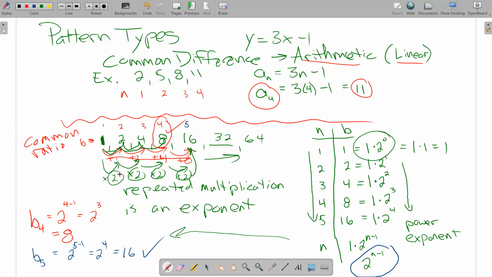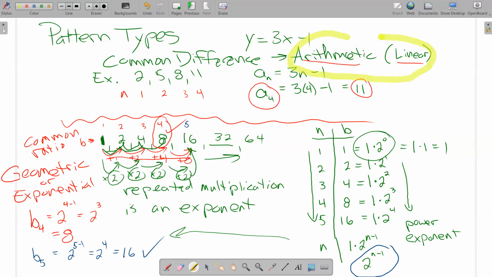When we have this common ratio, this common multiple here, this type of sequence is called either geometric or exponential. So we have a couple of sequences with names. We have our arithmetic or linear list of numbers pattern, and we have our exponential or geometric pattern.